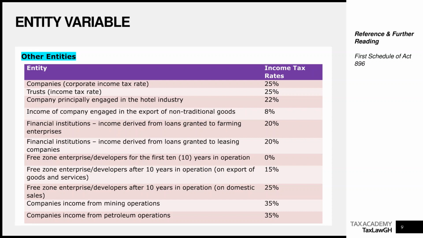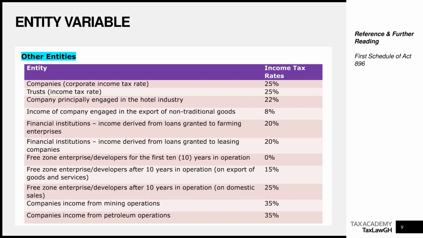So pick a typical commercial bank that all they do is loan to individuals, like say personal loans, car loans, and mortgages and all of that. Because they are not giving loans to farming enterprises or leasing enterprises, they will be taxed at a higher rate of 25%. So let's say you are an investor, you want to decide on which financial institution to invest in.